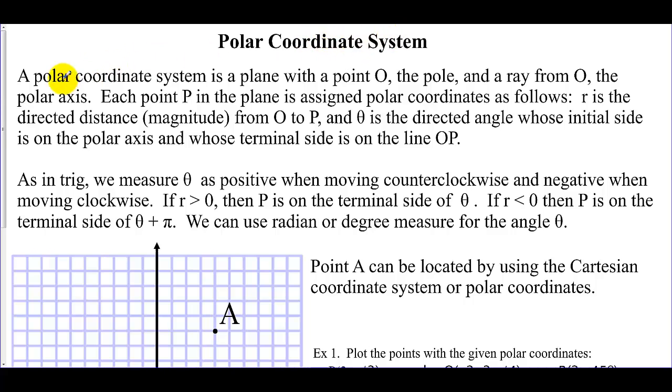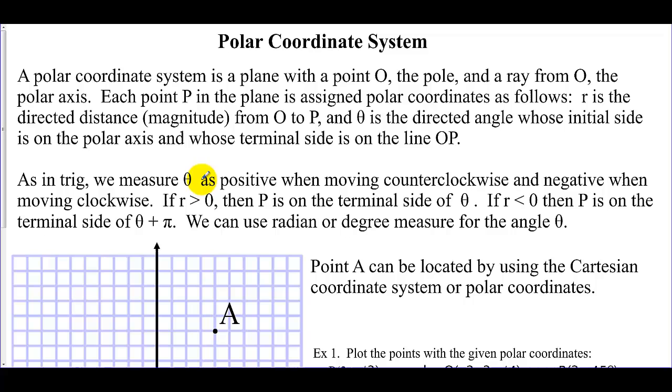Polar coordinate system. A polar coordinate system is a plane with a point O, the pole, and a ray from O, the polar axis. Each point P in the plane is assigned polar coordinates as follows. r is the directed distance, or the magnitude, from O to P, and theta is a directed angle whose initial side is on the polar axis and whose terminal side is on the line OP.